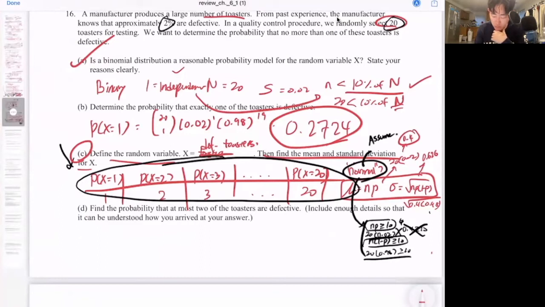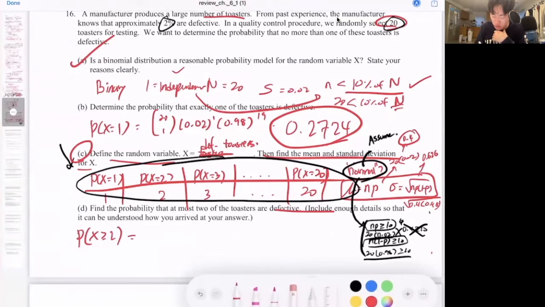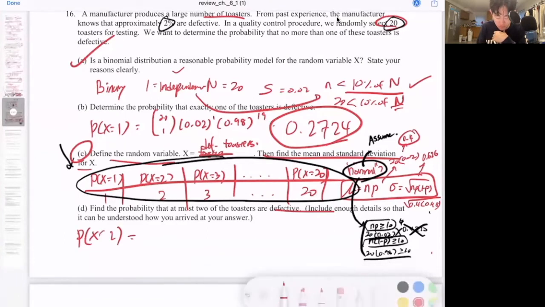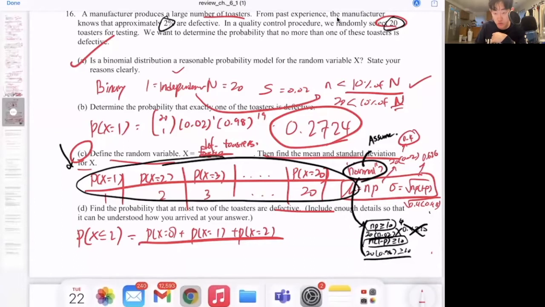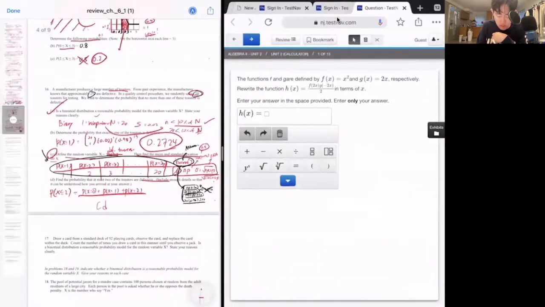Find the probability that at most two toasters are defective. So X is less than or equal to 2. That means the probability of X equals 0, plus the probability X equals 1, plus the probability X equals 2. You don't want to find those individually, so you're going to use the CDF, right? So this is a CDF question.